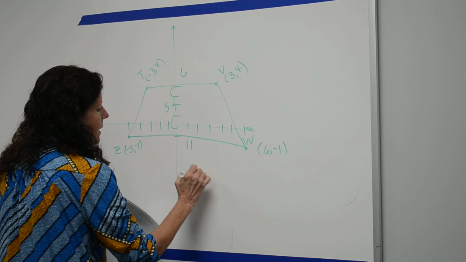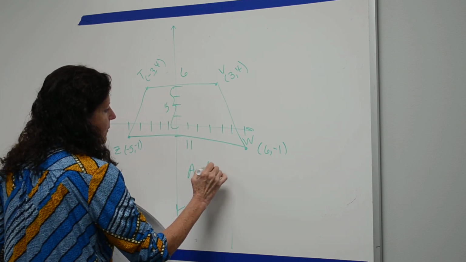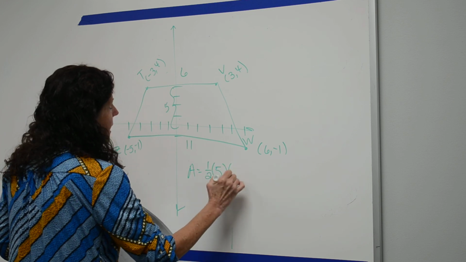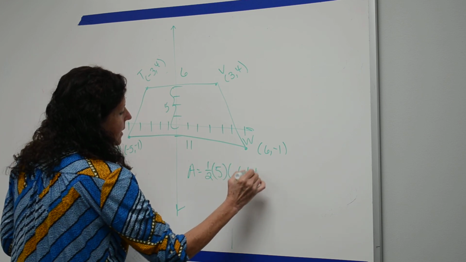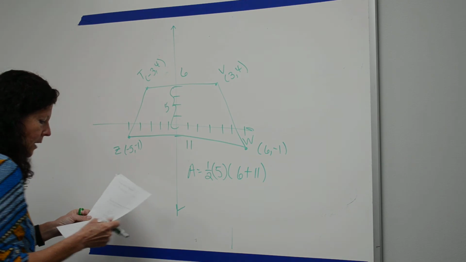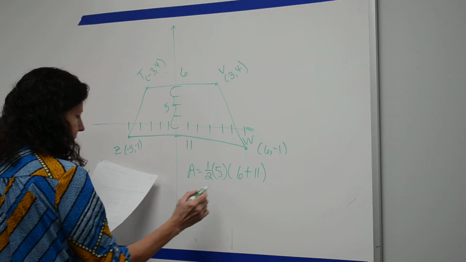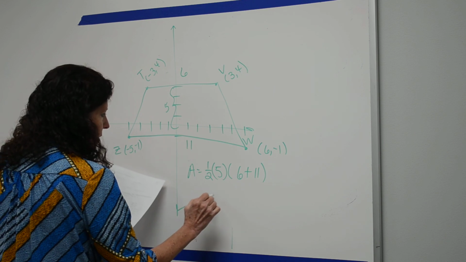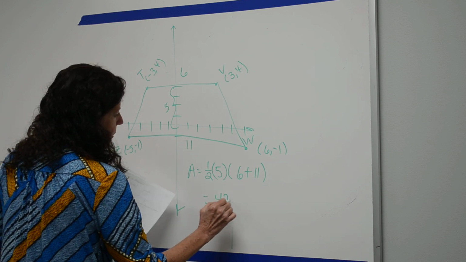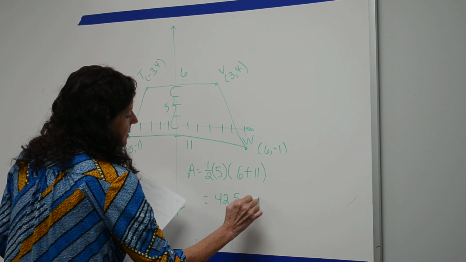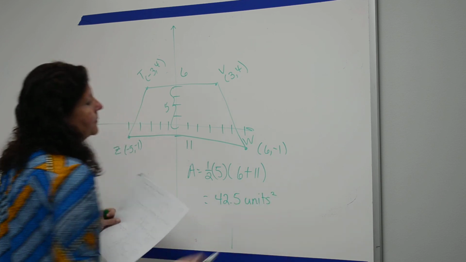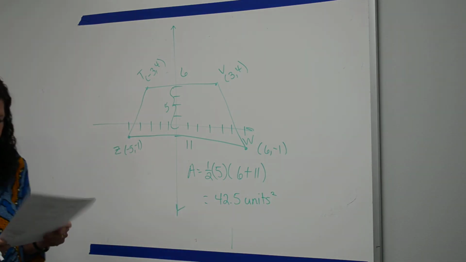So area is equal to 1/2 times 5 times (6 plus 11). So that's going to give me 1/2 times 5 times 17, which is going to give me 42.5 units squared. Okay? All right, now you try one.